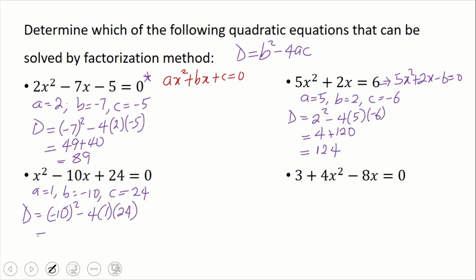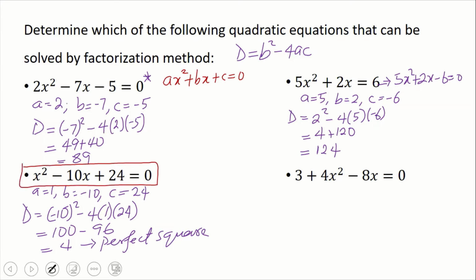All right, and minus 10 squared is 100, because minus 10 times minus 10 is 100, and 4 times 24, that is also 96. So you subtract 96 from 100, that will be equal to 4. And in this case, 4 is a perfect square. And since 4 is a perfect square, it means this particular equation can be solved by factorization method. We can solve this by factorization method.